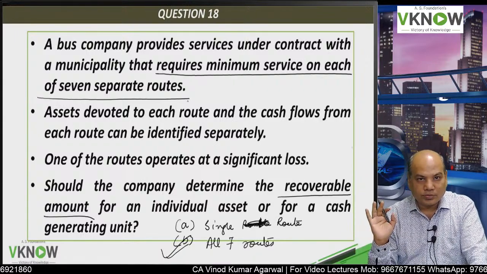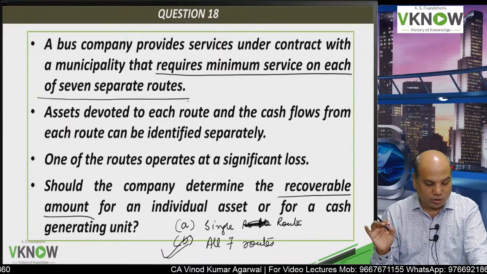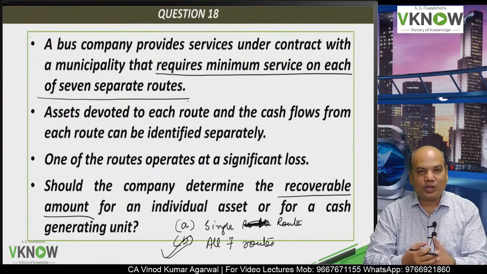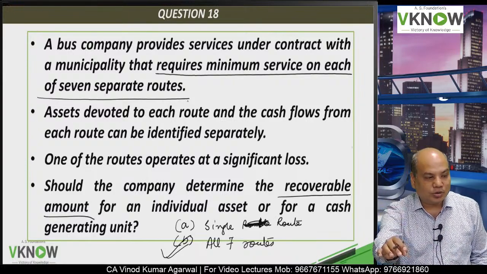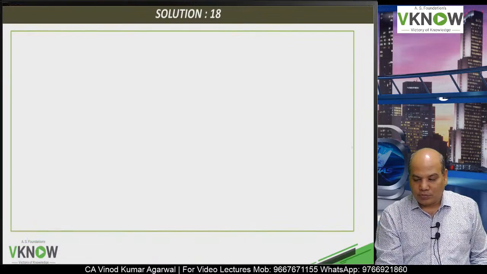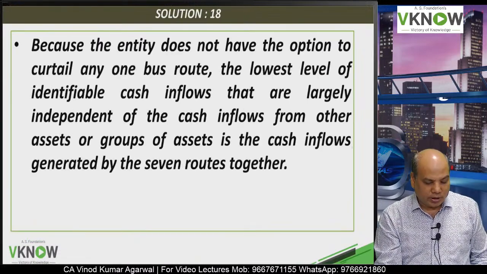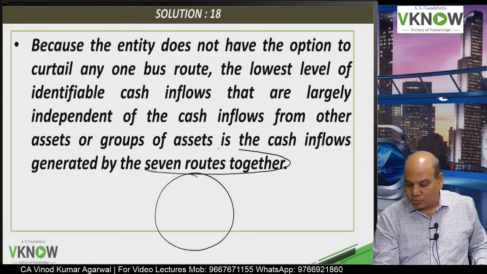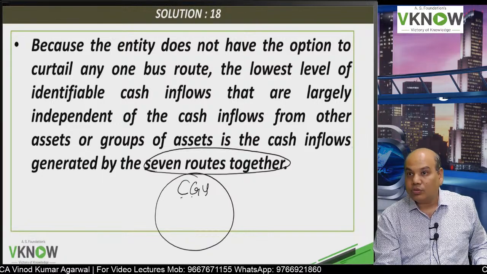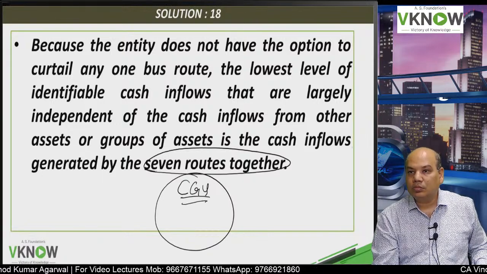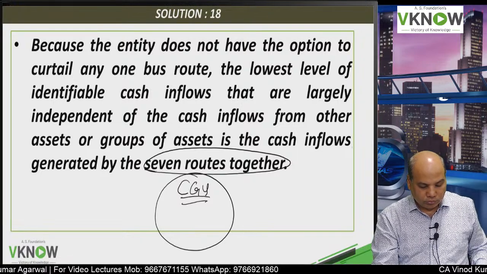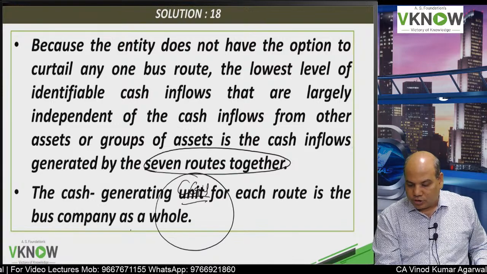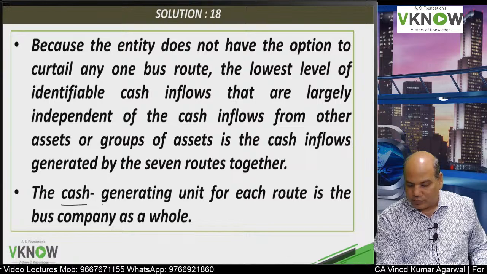the other routes. You are not allowed to close down one route, and hence all 7 units put together will be treated as a CGU, and all 7 units put together will be tested for impairment. So this means the whole group of 7 routes put together is the CGU. The cash generating unit for each unit is the bus company as a whole.